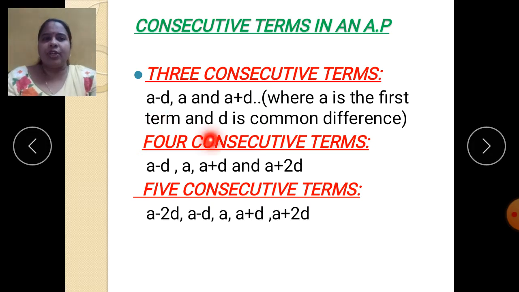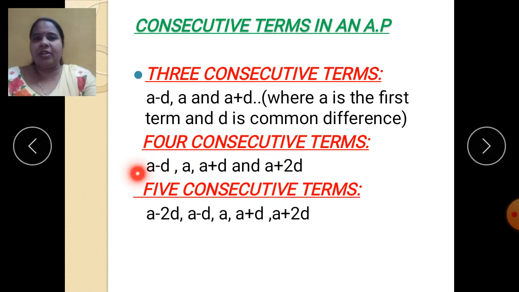When it is 4 consecutive terms. When it was 3 consecutive terms, an odd number, it was easy: A plus D and A minus D. But when it is an even number like 4 consecutive terms, then what is to be done? We take A plus D this side, A minus D this side, and your choice, either you add one more here, A plus 2D, or you take one extra term here, A minus 2D. But you do not change the order or the sequence. What should be the sequence for 4 consecutive terms? A minus D, A plus D and A plus 2D. Correct?